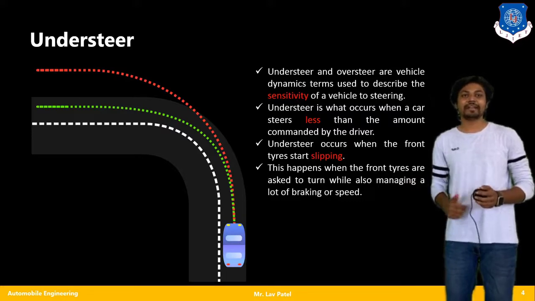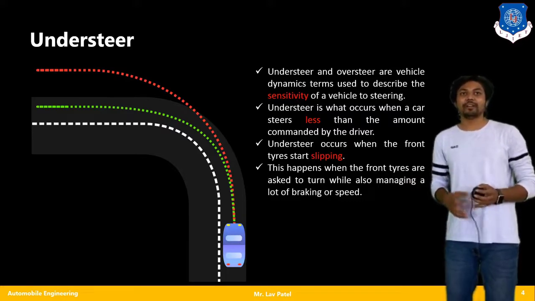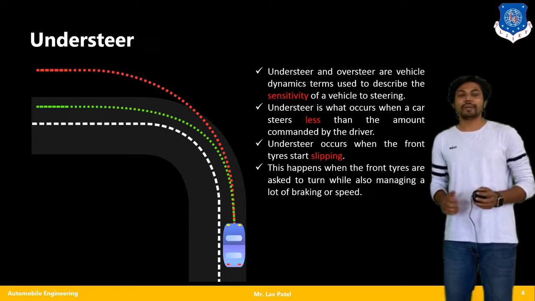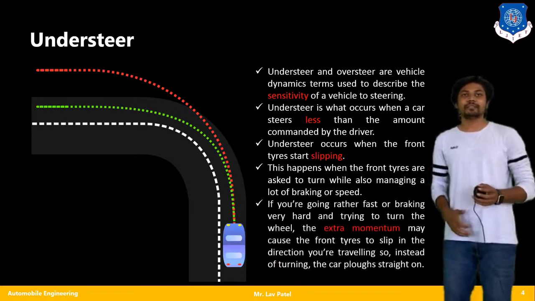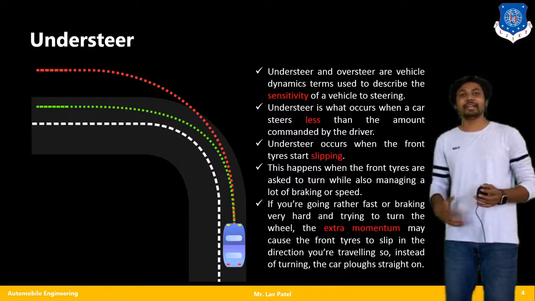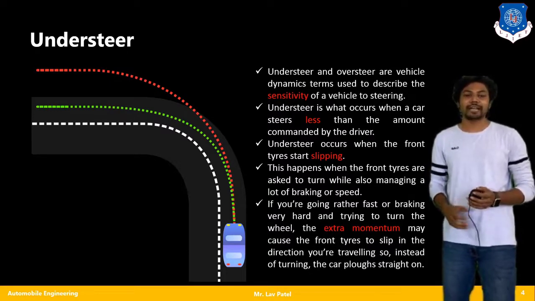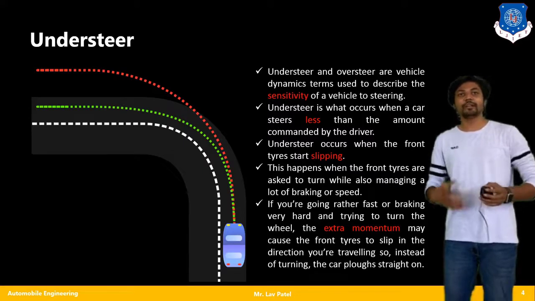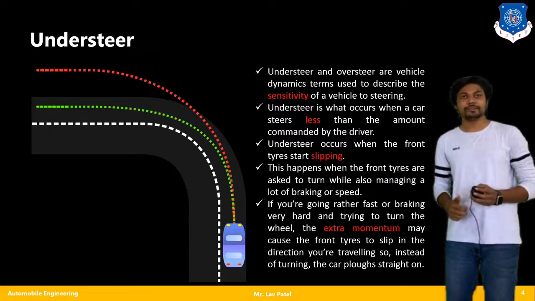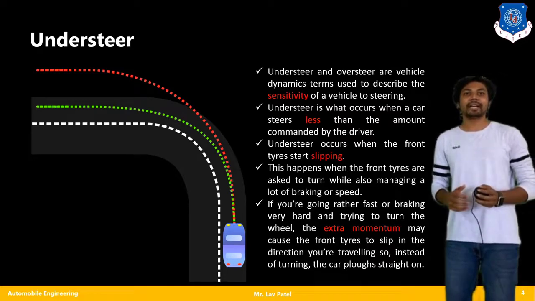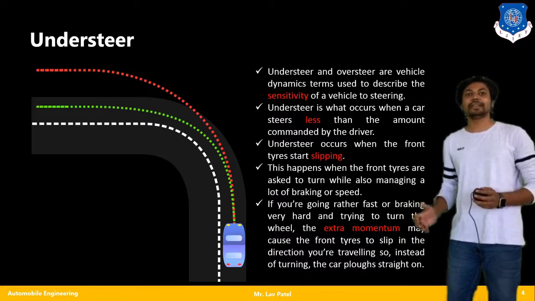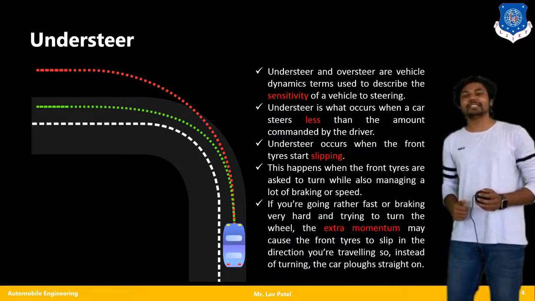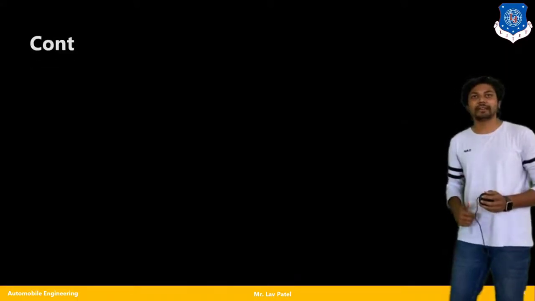This happens when the front tires are asked to turn while also managing a lot of braking or speed. Also, with sudden braking or sudden accelerating, you will find extra momentum due to the weight of the car or due to the speed, and that may cause the front tires to slip. These are the several points that we have to consider in understeer. Basically, understeer is based on my vehicle speed and the slippage of the tire.